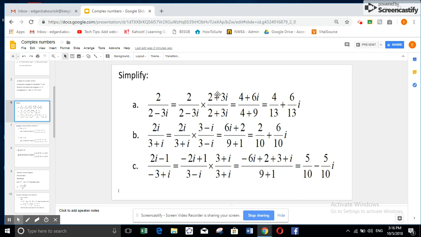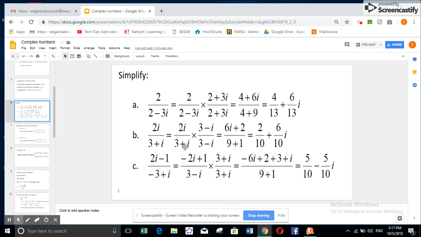Not to change anything, I multiply the numerator too. So what do I get? 4 + 6i over (a − ib)(a + ib), which is a² + b². A² + b², so this is 4 + 9. So 4 + 9, it will give me 4 over 13 + 6 over 13 i. So this division leads to a complex number whose real part is 4 over 13 and imaginary part 6 over 13.